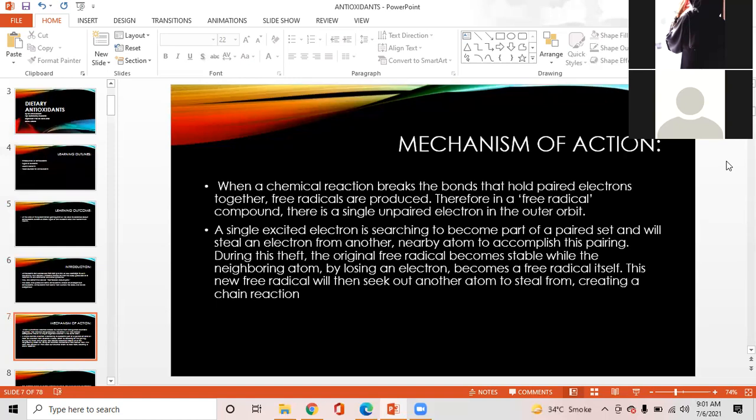Mechanism of action of antioxidants. When a chemical reaction breaks the bonds that hold paired electrons together, free radicals are produced. Therefore, in a free radical compound, there is a single unpaired electron in the outer orbit. A single excited electron is searching to become part of a paired set and will steal an electron from another, thereby attempting to accomplish its pairing. During this step, the original free radical becomes stable, while the neighboring atom, by losing an electron, becomes a free radical itself. This now free radical will then seek out another atom to steal from, creating a chain reaction.